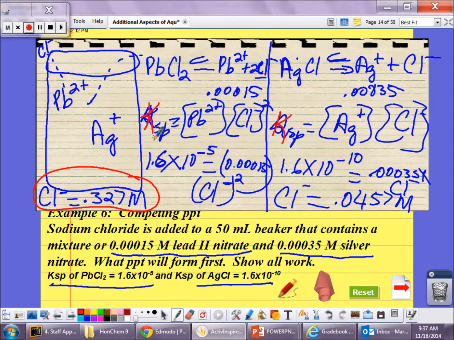And if I imagine I'm adding my chloride, when I add a concentration of 0.0457, my silver chloride will precipitate. We start precipitating. When I add 0.327 molar of chloride, that's when the lead will start precipitating. So which one will precipitate first? The silver chloride will precipitate first. The one that needs the smaller amount will precipitate first. Alright, I see some students looking very strange. That means one of the answers is not right.